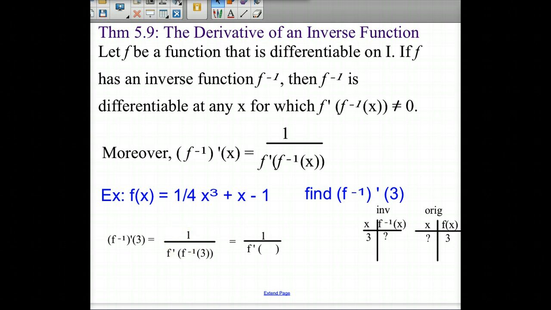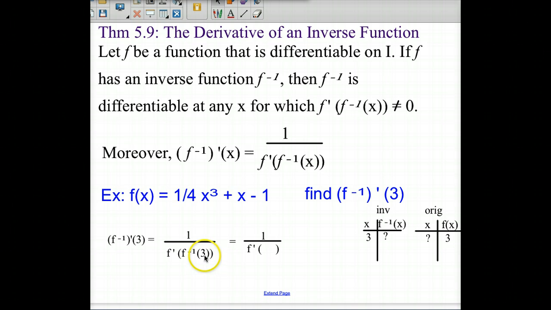So we're going to use this formula. All right, sorry about that. Our formula is the derivative of the inverse at 3 is 1 over the derivative of f at the inverse of 3. So what we're asking to do is plug 3 into the inverse function, which we can't find, and then take that answer and plug it into the derivative, and then finally do the reciprocal of that answer. So how are we going to do that?